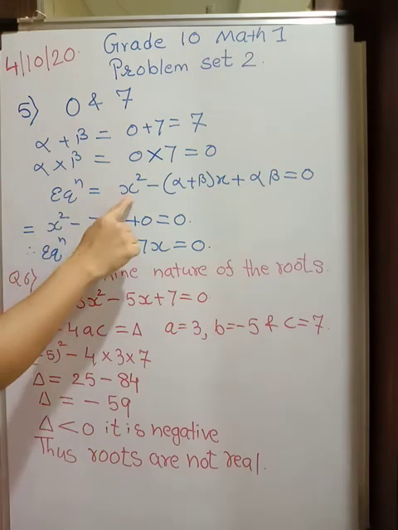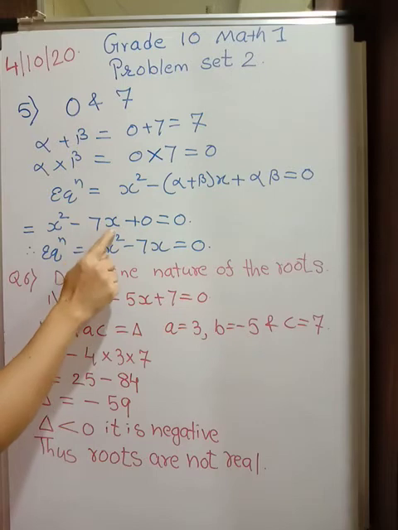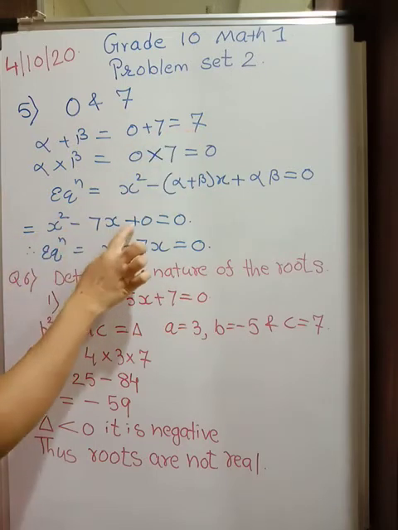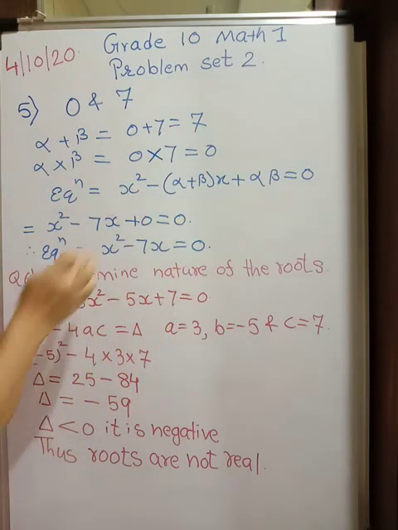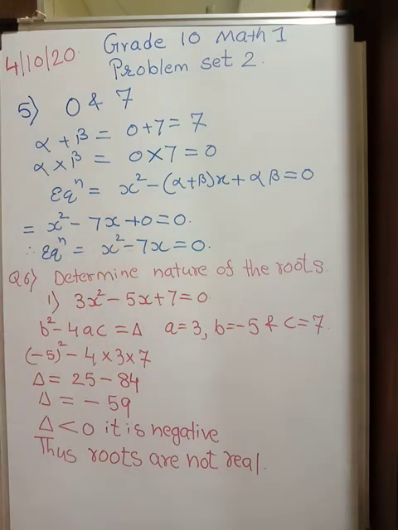Now the equation is x square minus the addition of roots. So you have x square minus 7x, plus 0 is equal to 0. You may write it or you may not write 0, and therefore finally you get x square minus 7x is equal to 0 as the equation formed. Now let's go to the next question, the 6th.